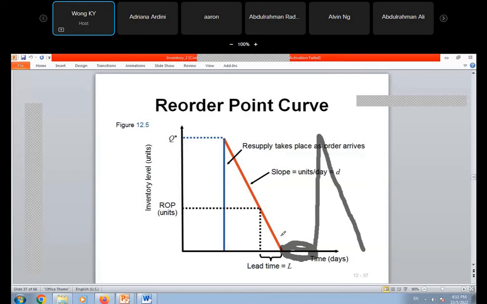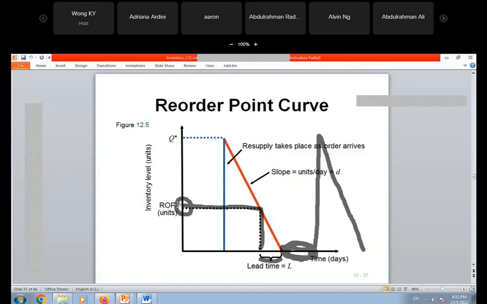So to know when we have to reorder, we have to look at the lead time and work backwards. Remember what lead time is? This is the time between placing an order and receiving an order. So if we start from this zero point here, and we work backwards based on the lead time, let's say lead time is L, we work backwards from this zero point L number of days, which is the lead time. And if we project to the graph, and then project to the y-axis, we will get this value.